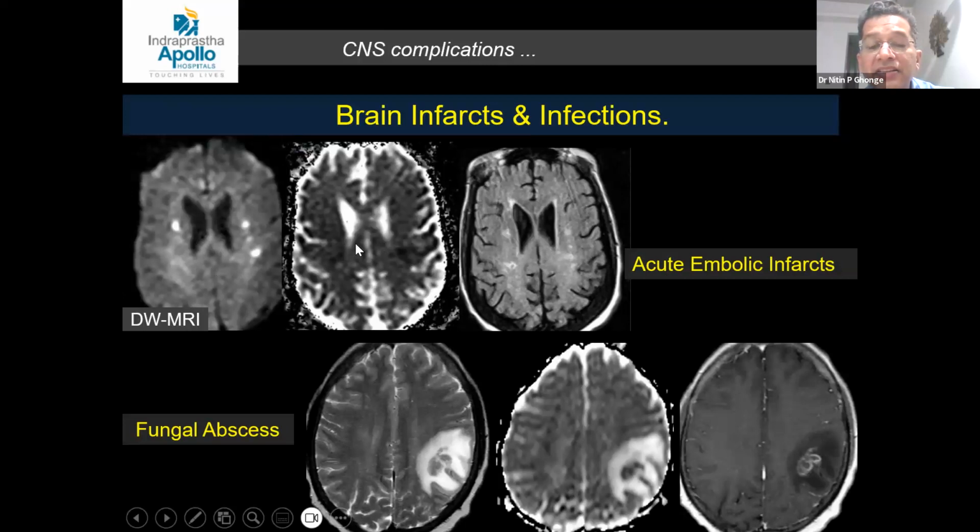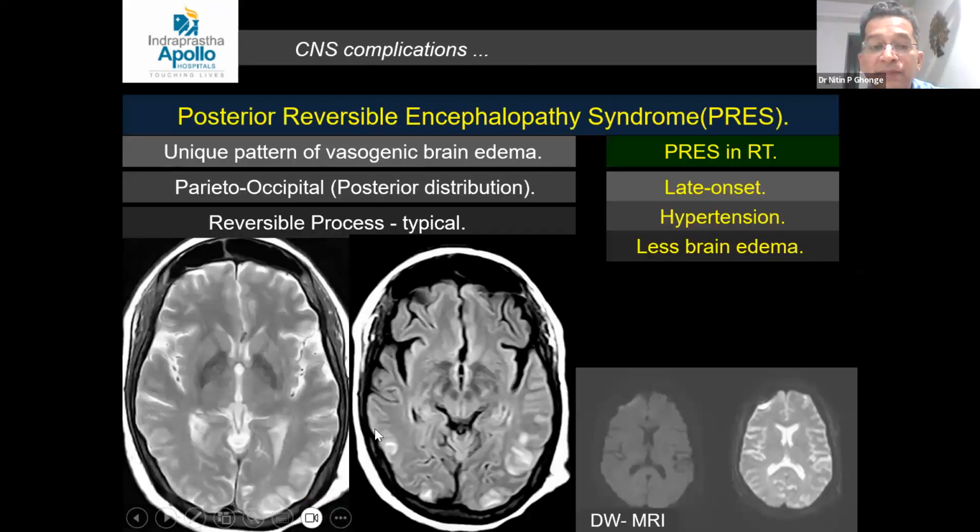This is FLAIR, this is ADC, this is diffusion. Diffusion is bright and ADC is dark, which suggests that this is restricted diffusion, and this is because of an infarct. This is another example. You can see ring enhancing lesions with restricted diffusion. This is a fungal abscess with significant perilesional edema and mass effect. The patient can present with seizures.